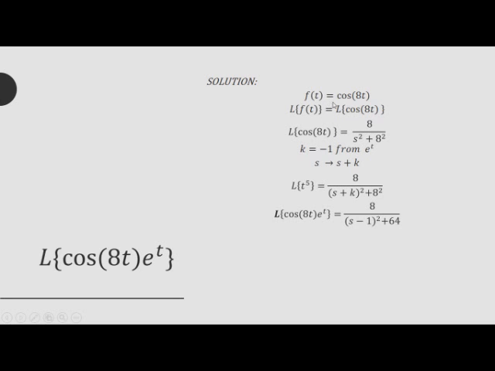The function of t is equal to e raised to t cos 8t. So you're going to find the Laplace transform of cos 8t, getting s over s squared plus 8 squared. And applying the first shifting property, you're going to make s into s minus k, where k is 1 from e raised to t. So by substituting, you will get s minus 1 over the quantity s minus 1 squared plus 64.